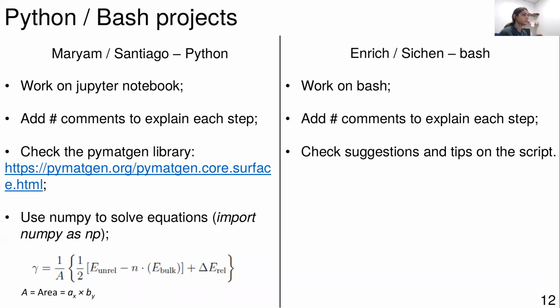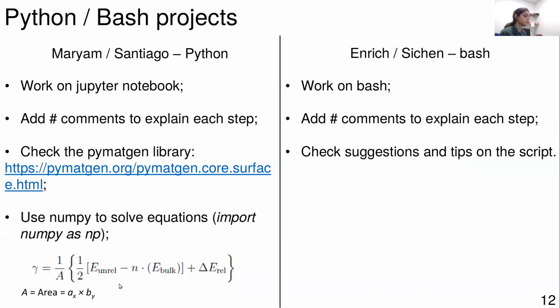Maybe in 1 year you will not remember why you put that comment. So you need to add an explanation. Every time you add a line of comment, you put a hashtag and then you write, okay, here I wanted to apply this command because I wanted to generate this thing, okay? Then for the surface one, you can check, and you must use, because it's much easier, because otherwise I think it will take a lot of time, this PyMatgen library, okay?